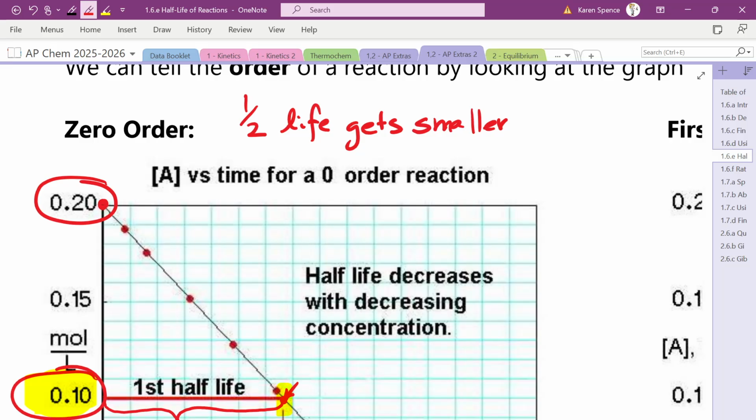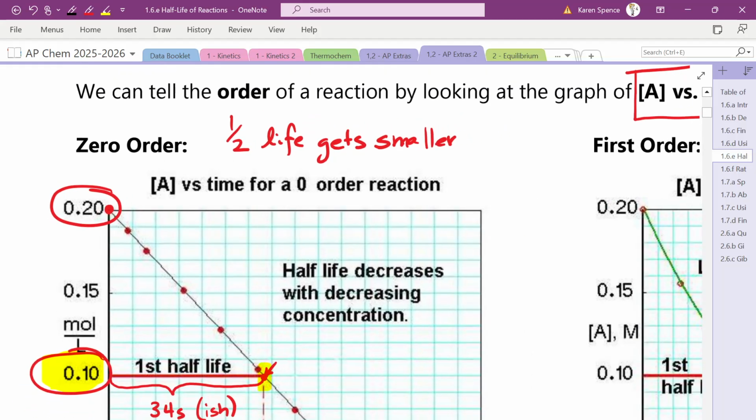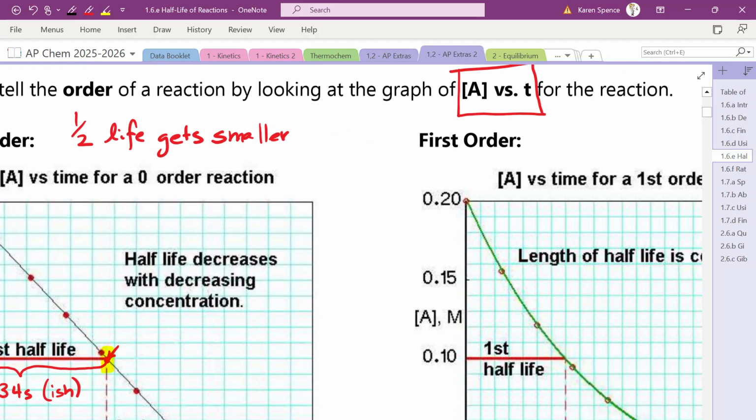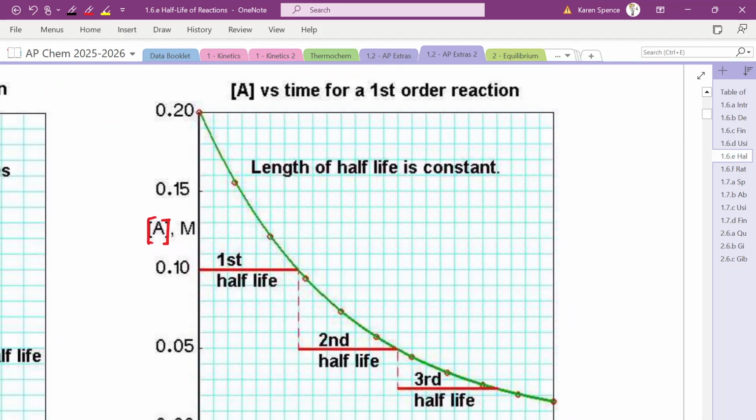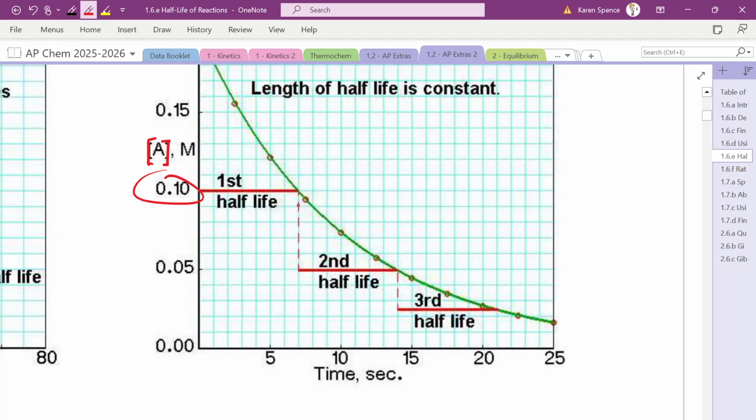Now, if we plot first order, and again, we're not bothering to take the natural log. We've just got our concentration of A here, right? And we do concentration of A versus time. The first half-life to go from 0.2 to 0.1 is, in this case, how many seconds would that be? That would be 5, 6, 7 seconds.